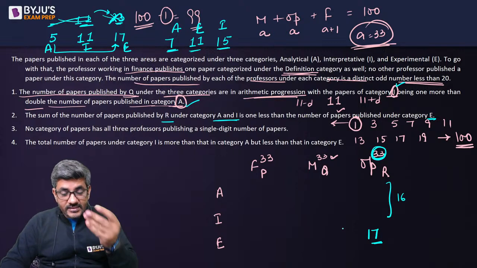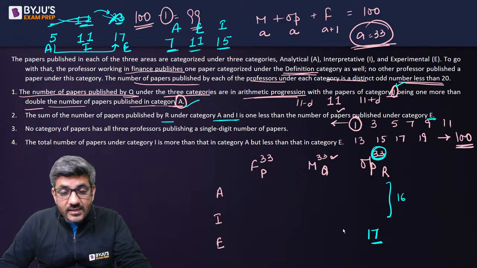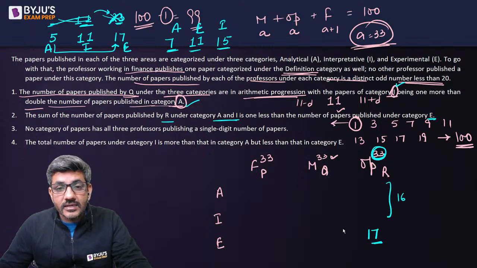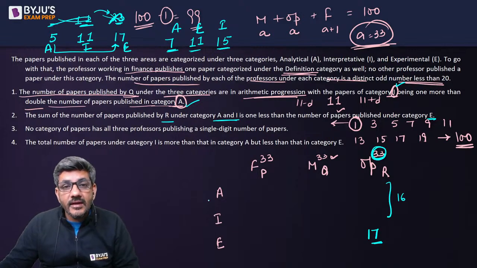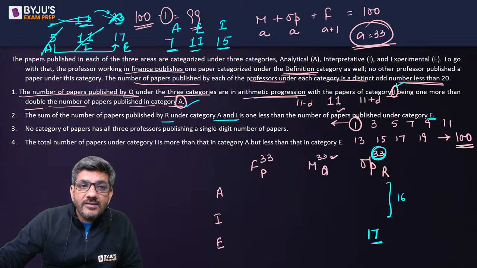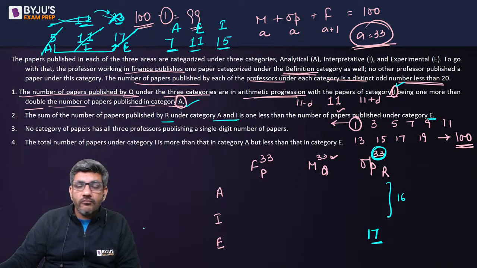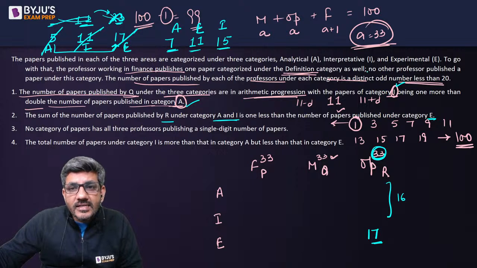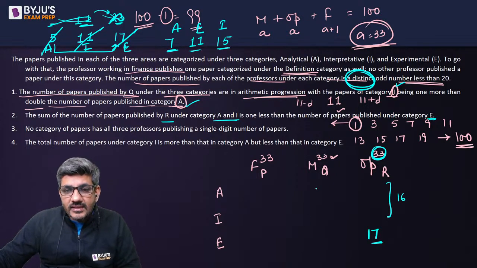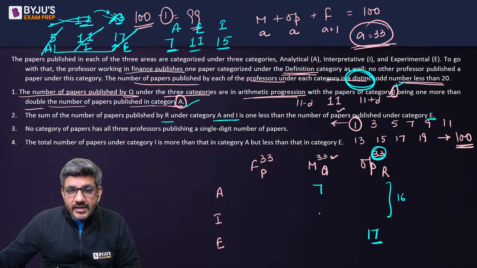That's the only way, such that their sum is one less than the value of E, plus all of them should be adding up to 33. So this is the only possibility. And once 17 has been used here, this 5, 11, 17 is gone then. I can't use that, because they all are distinct odd numbers less than 20. So the only possibility is that A is 7, E is 11, and I is equal to 15.